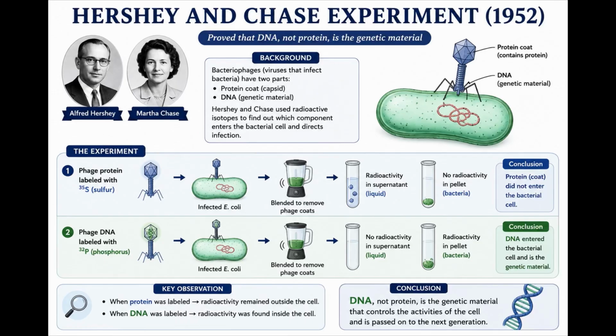In the second experiment, the phage DNA labeled with phosphorus 32 was allowed to infect the E. coli and then blended to remove the phage coats. Here, no radioactivity in the supernatant was discovered and radioactivity in pellet was discovered. It was concluded that DNA entered the bacterial cell and is the genetic material.